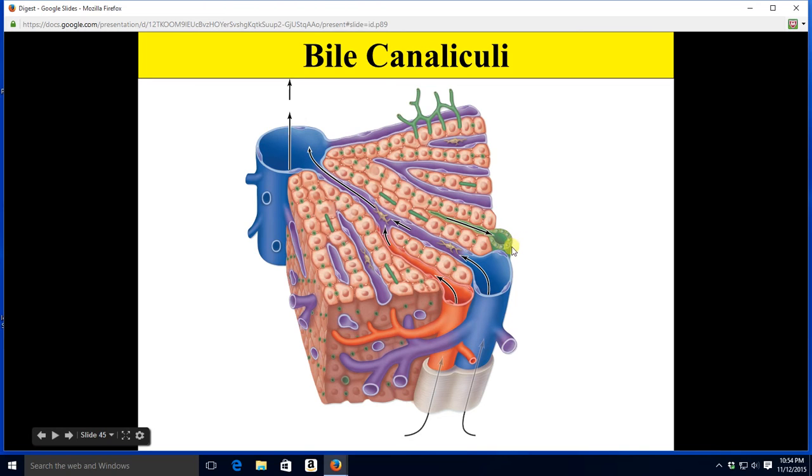And that bile duct is then going to combine with other bile ducts from other lobules to get bigger and bigger, more bigger and more bigger bile ducts until eventually we've got the 2 that leave the liver, the right and the left hepatic ducts.